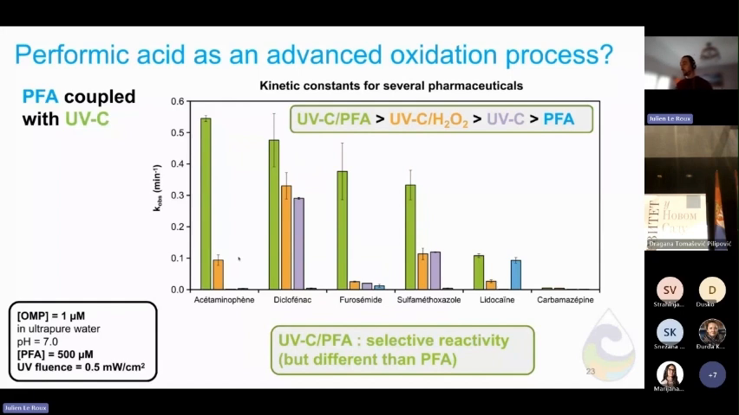Again, same as PFA, it's very selective because, for example, carbamazepine is not removed at all, and acetaminophen is very well removed by this advanced process.